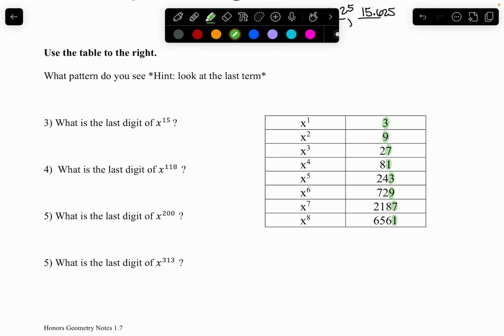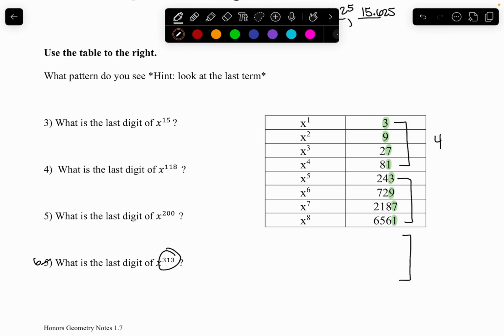Okay, so based on that, I know that I have a pattern of 3, 9, 7, 1, and then it starts again, 3, 9, 7, 1, and then if I were to repeat it again, it would be 3, 9, 7, 1. But there are 4 numbers within each of these patterns. There's a 3, a 9, a 7, and a 1. And we're going to use that to help us figure out numbers 3, 4, 5, and 6 over here. Number 3 says, what is the last digit of x to the 15th? Well, could you count all the way down to x to the 15th and figure it out? Sure. But look at this. Number 6, what is the last digit of x to the 313th power?